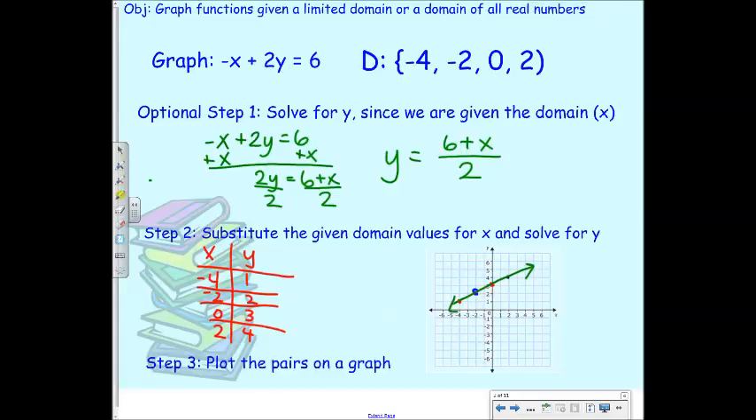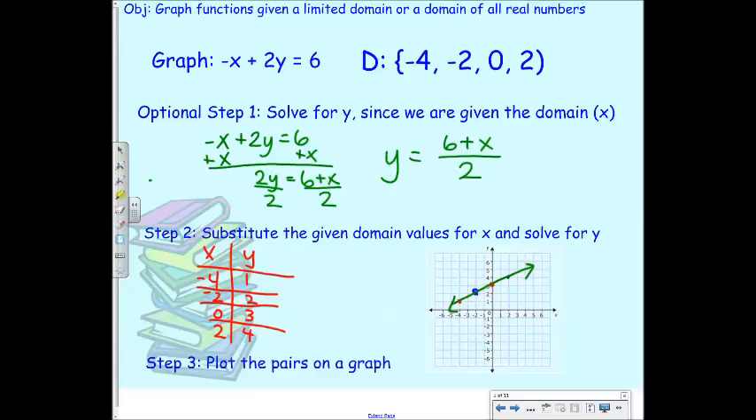If they don't make a line, check your work, all right? Because if they can be written in this format, this y equals on by itself, and it doesn't have any exponents, it's a linear equation, which means it should look like a line.